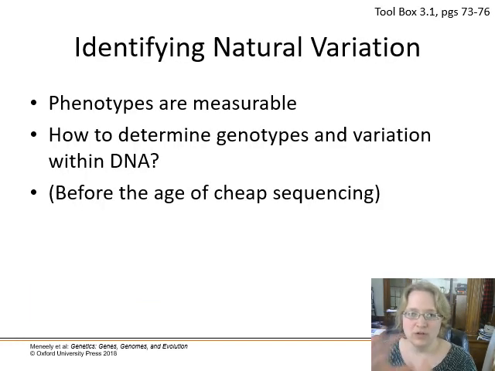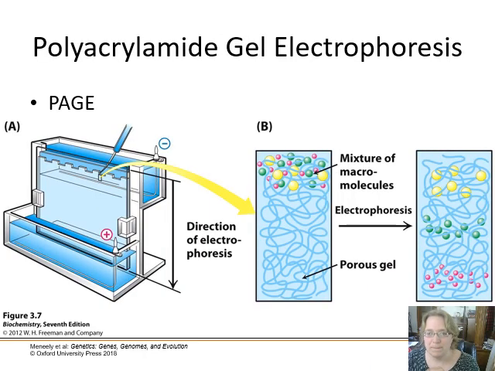So just to look in a little more detail, in toolbox 3.1, we're going to look at a couple of the older techniques for looking at variation. Phenotypes are measurable. We could always ask how hair length in Persian cats has changed over time, and go look at some hair length samples. But if we really want to get into how genotypes have changed over time, we need to see what's going on at the molecular level. These are tools that were used primarily before the age of cheap sequencing in the past 5 years. The first one is polyacrylamide gel electrophoresis.